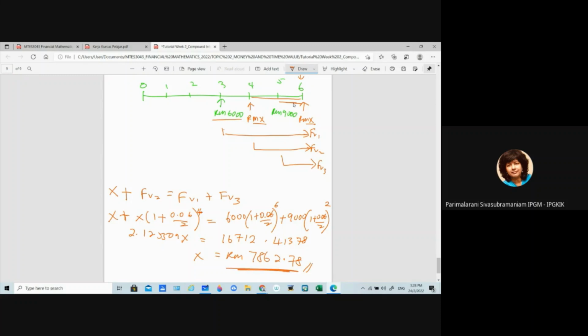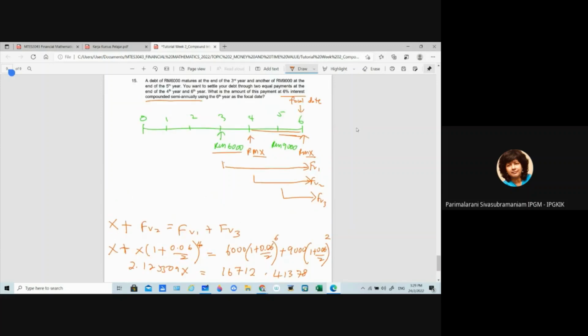So this is the amount that you're going to pay in the 4th year and in the 6th year. This is quite a direct equation of value question. If you draw this timeline, then you can see. I saw a lot of you got this correct. Many of you drew this correctly and calculated correctly. Any questions here? Any questions? No. Okay.